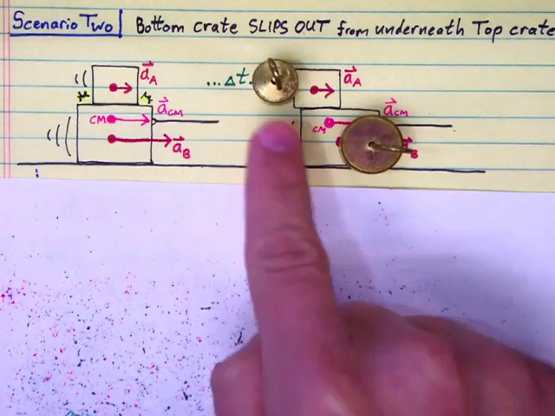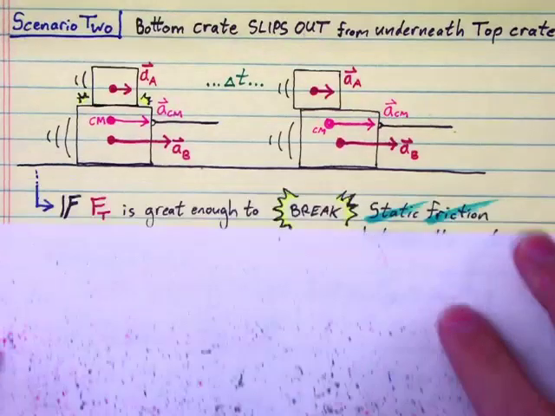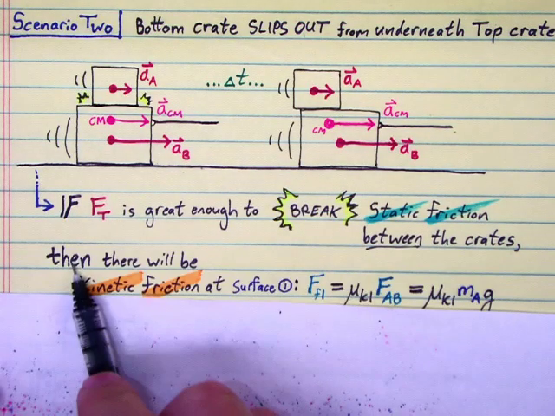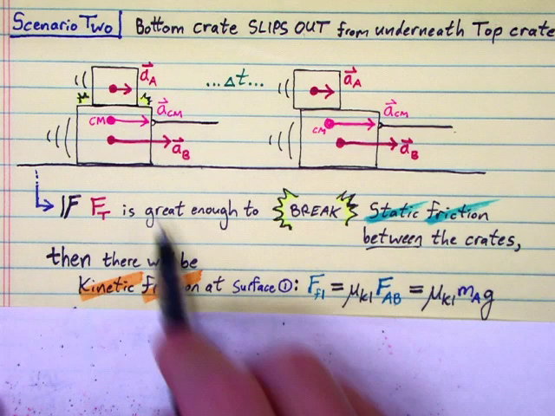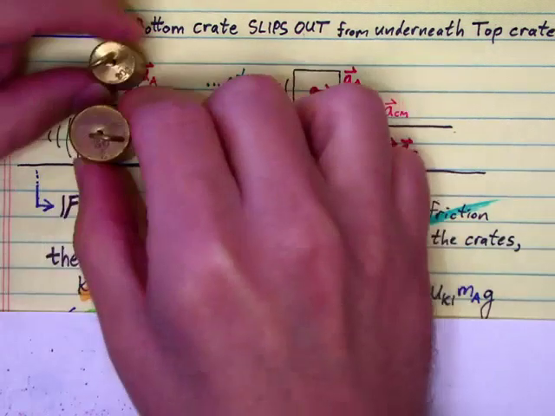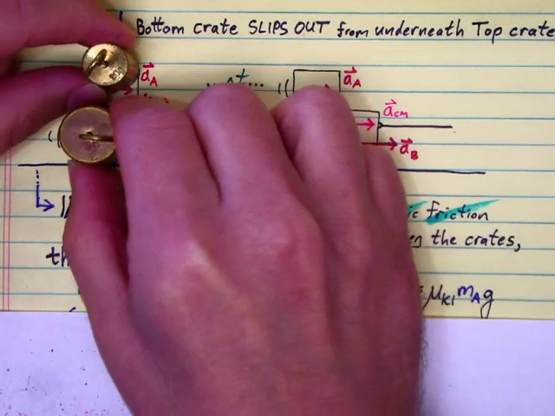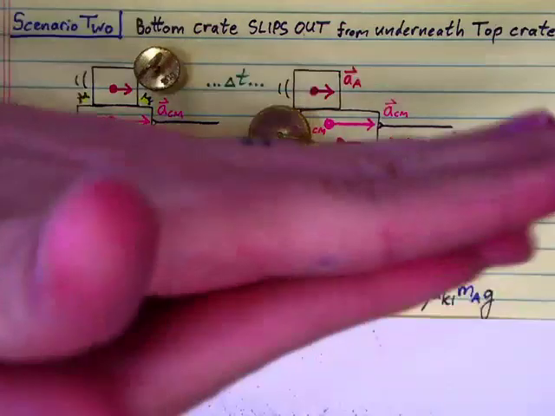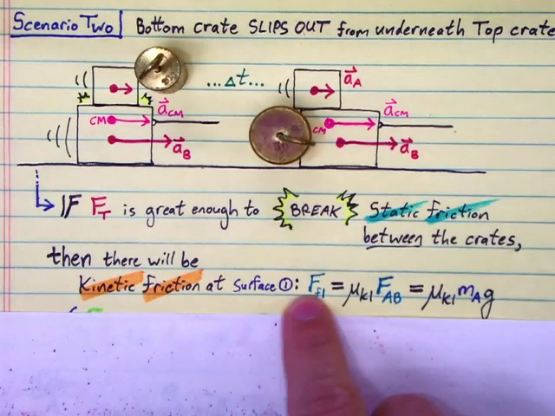They will have different accelerations. So if that tension is great enough to break static friction between the crates, then there will be kinetic friction at surface 1. If the two are slipping on each other, moving with different accelerations, that slippage at the surface of contact between them will be a kinetic friction right there.